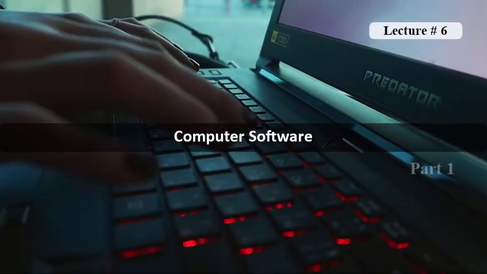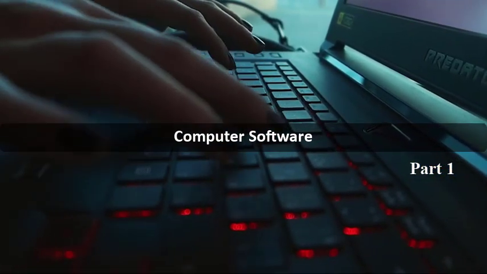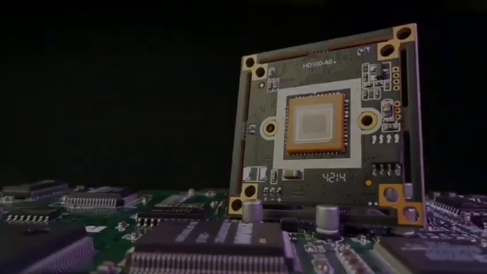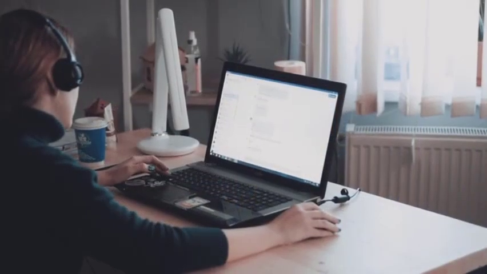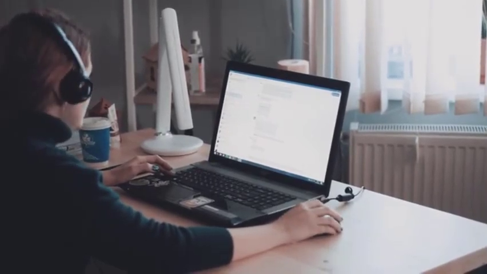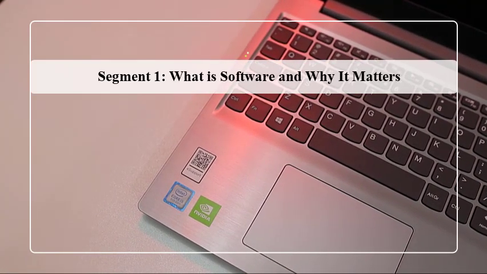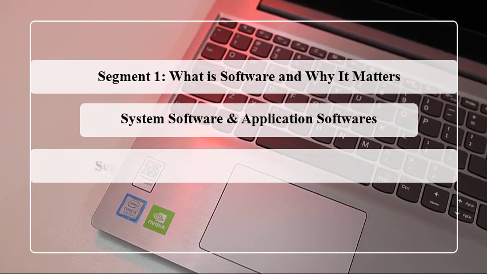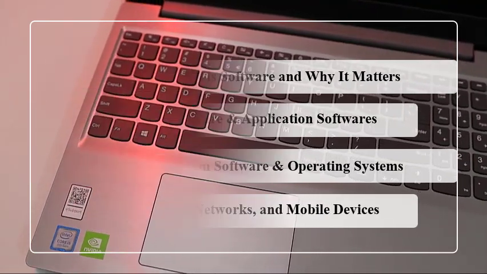Welcome to Lecture 7, Part 1 of the course Applications of ICT. In this session, we'll begin exploring the fascinating world of computer software, the essential layer that makes hardware useful and interactive. From the moment you start your computer to launching apps and managing files, it's software that makes every function possible. In this part, we'll focus on the basic concepts of software, the difference between system software and application software, and take a closer look at the various types of operating systems used in computers, networks, and mobile devices.